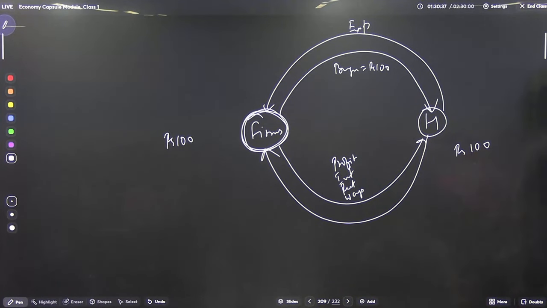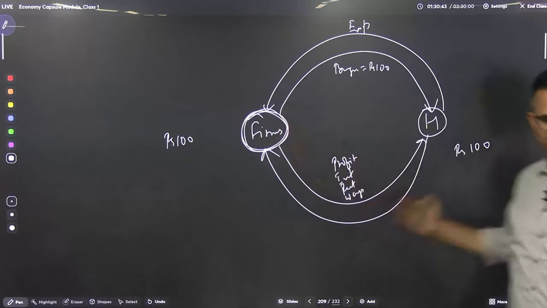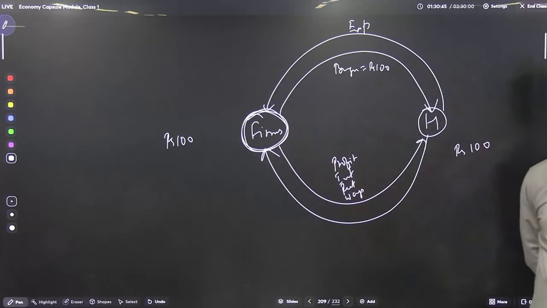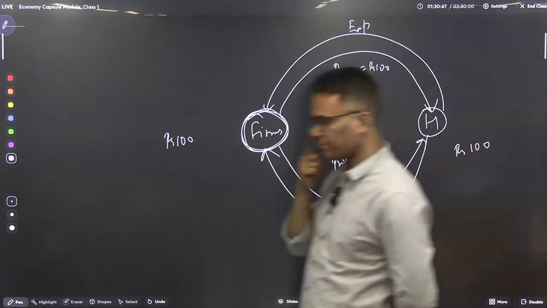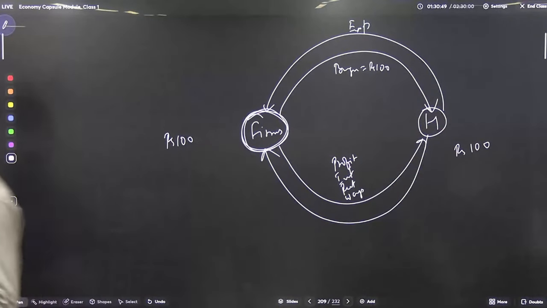We'll bring in saving here. We'll bring. Just hold on. So here we are not saving. We are consuming everything. So we produce something. We got money. We spend the entire amount. Next year, try to understand. Next year, again, production will be 100.